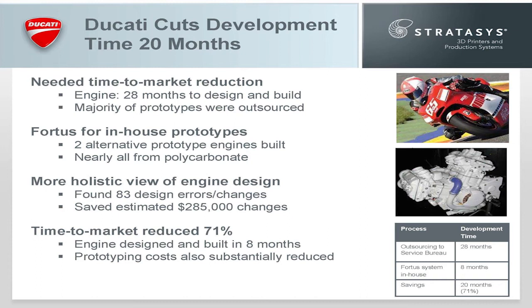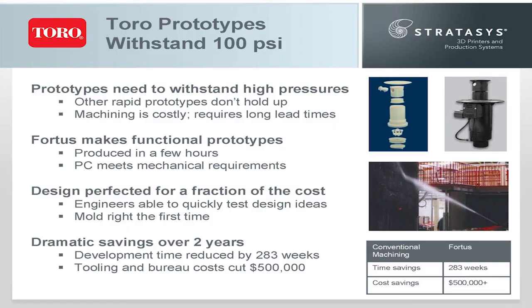With the Fortis in-house, 8 months, and we see a 71% savings just in time alone to develop the one engine. They did 2 in the 20 months. Functional. This is an example of a functional prototype.